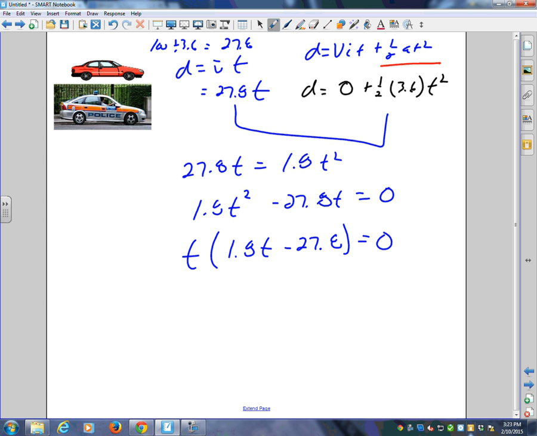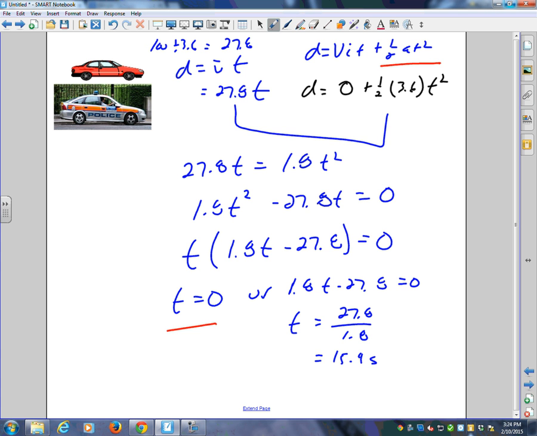I'll stop there and I'll let you finish and then hand it in tomorrow. So if you use the quadratic formula, our answer will still be right. Oh, absolutely. But when you see how this answer works, you'll go, should I just do it now? Okay. So either T is equal to 0 or 1.8 T minus 27.8 is equal to 0. So T is simply 27.8 over 1.8, or 15.4 seconds. Usually one of them is negative, but in this case one of them is 0.